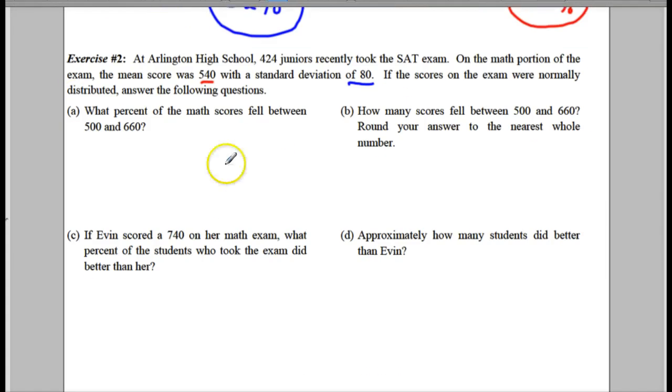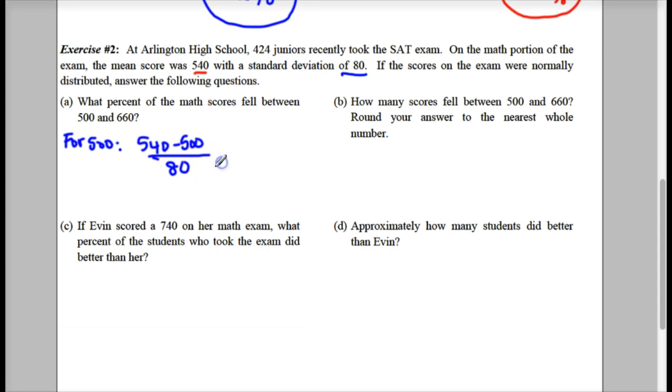So the way we calculate that is we have to do it twice. For 500, we have the mean, which is 540, take away 500, and you divide it by the standard deviation. This works out to be 0.5 standard deviation below, and that's your keyword, below. How do I know it's below? Because 500 is below my mean.